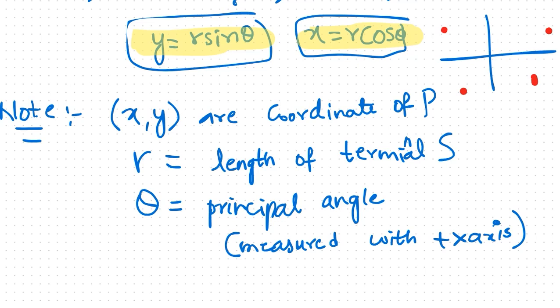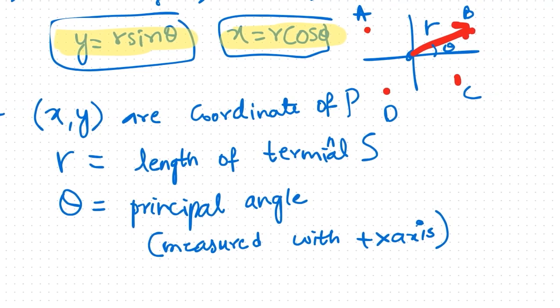X coordinate will be r cos theta, y coordinate will be r sin theta. Let's say I mark these points A, B, C, D. Let's talk about B for now. B means you have to join this with the origin to set it up in the standard position. So start from the origin, draw towards that. So this length is r, right? So if this angle is theta, coordinates of B will be r cos theta, comma r sin theta.